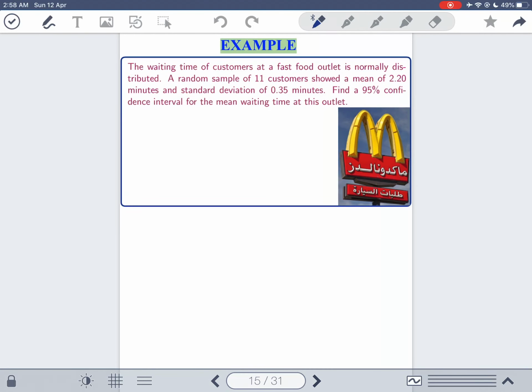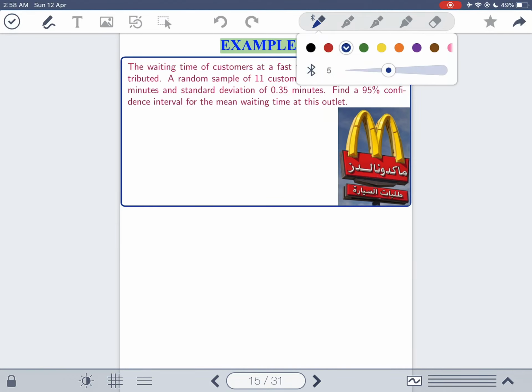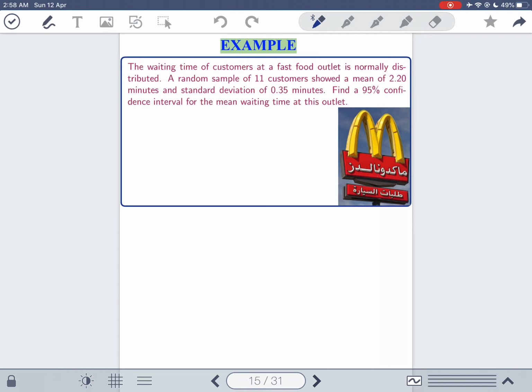Okay, so now I'm going to solve 2 examples and then we will finish. Then you'll have some exercises that you need to solve and send me your answers. So the first example, let us read it and write the given together. So how about this? You can pause the video, write the given, and then unpause to see if what you wrote is correct or not.